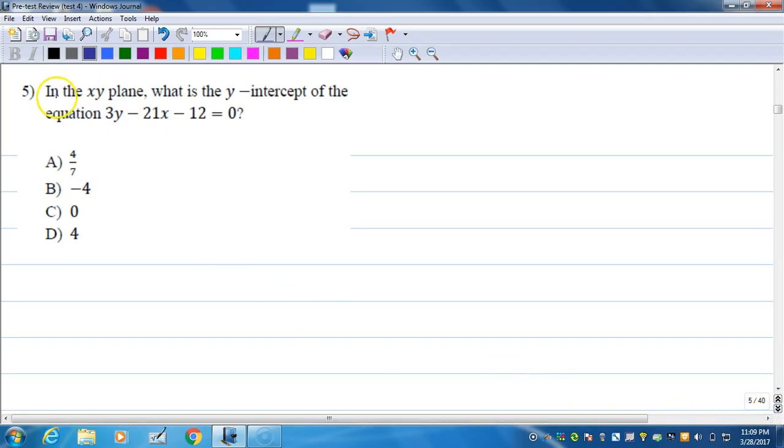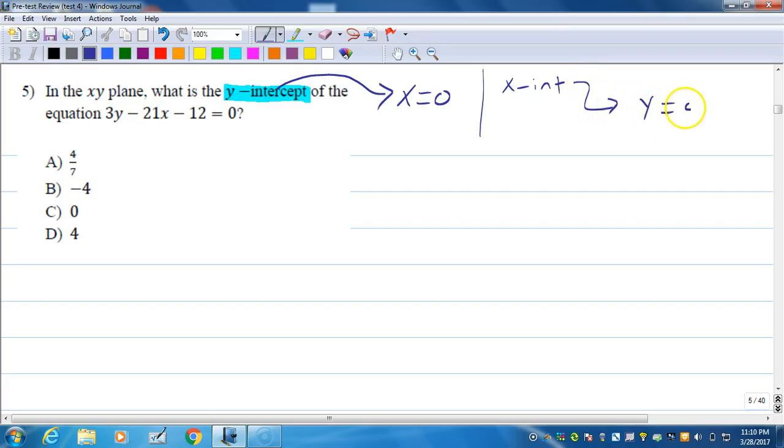Number 5. In the xy plane, what is the y-intercept of the equation 3y minus 21x minus 12 equals 0? Y-intercept. The y-intercept means x equals 0. And if you get the x-intercept, then that means that y equals 0. But in our question, it wants to know what is the y-intercept. That means x is 0.